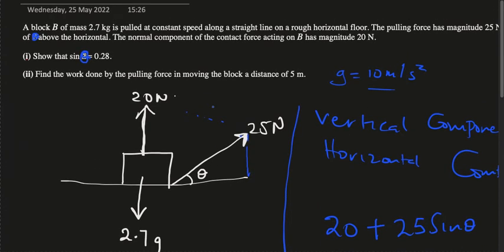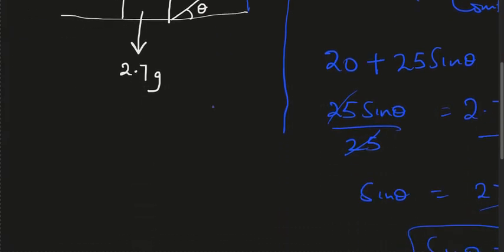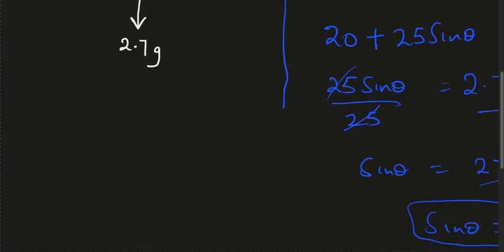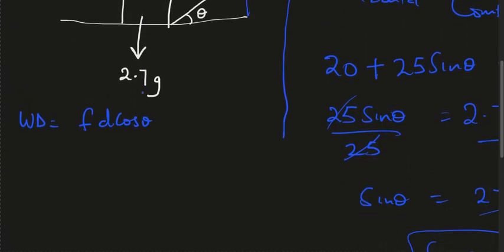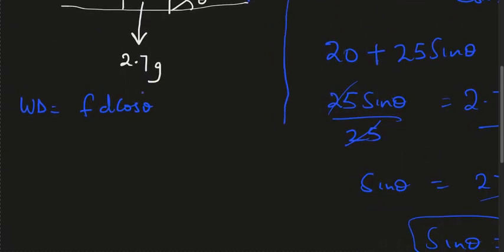Okay, find the work done in moving a force. Find the work done by the pulling force in moving the block at a distance of 5 meters. Alright, so we know that work done is equal to, since this is an inclined force, work done is given by this formula. We already know the force is 25, and we know the distance, but we need to know the value of cos theta.